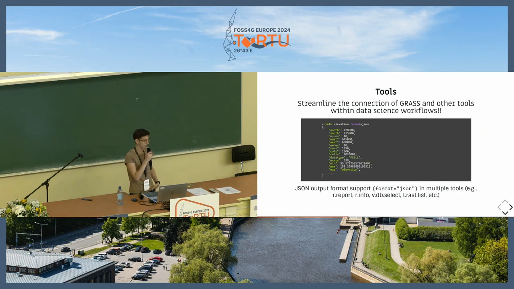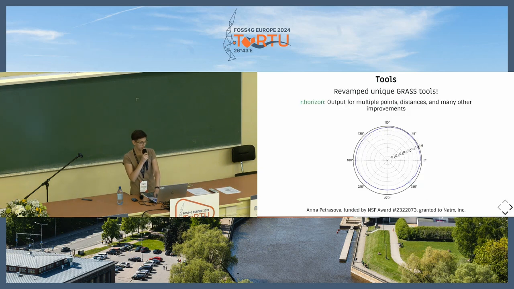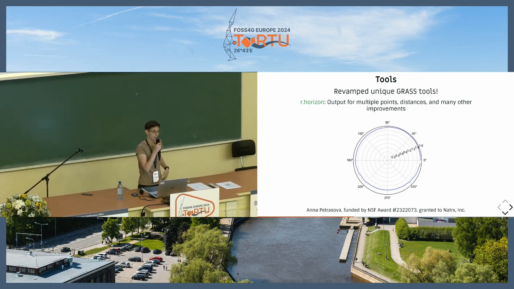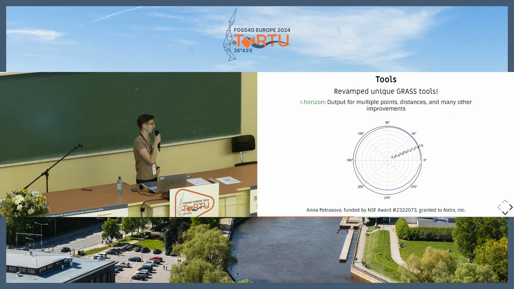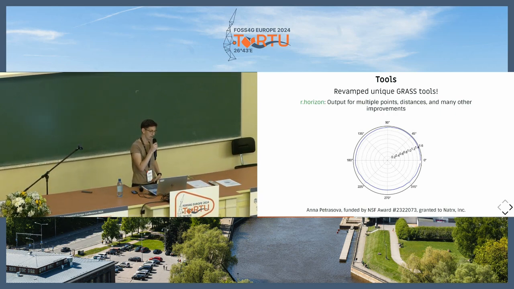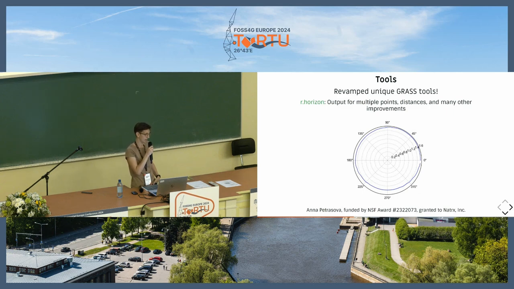A lot of C tools are getting a JSON output format in order to streamline the connection of GRASS and other software tools within data science workflows. And there will be more coming in the upcoming months with a Google Summer of Code student working on it. Some very unique tools got revamped, like they got a lot of attention lately, like r.horizon, for example. And this was funded by an NSF award granted to a company in the US that uses this module a lot.